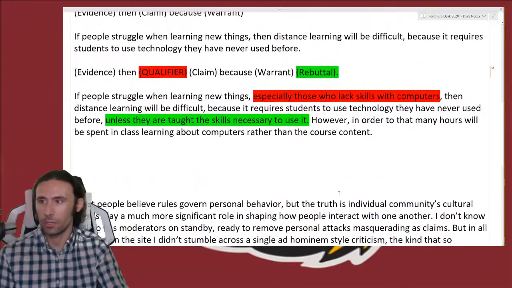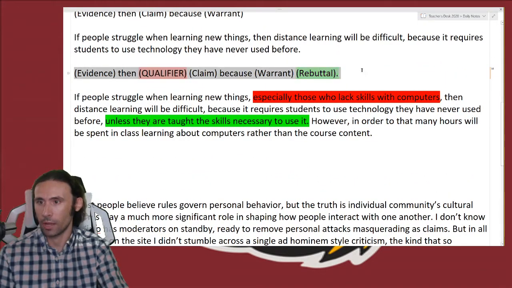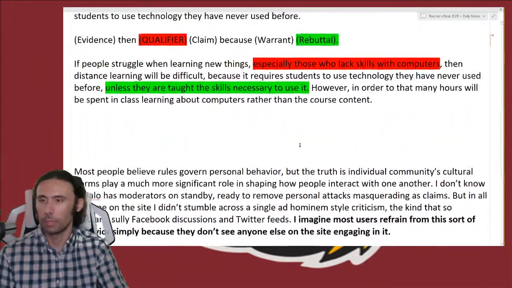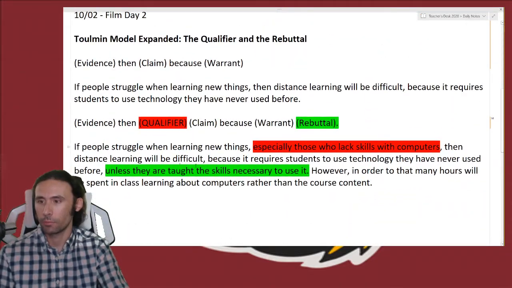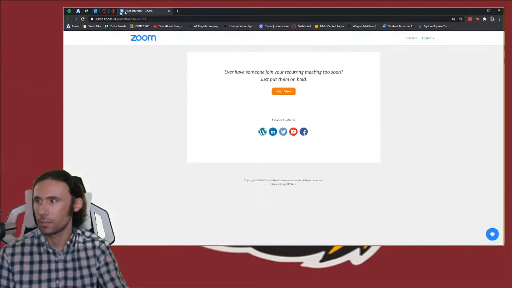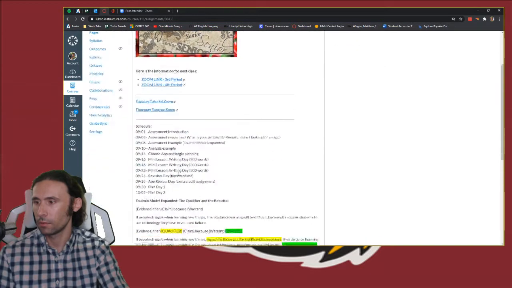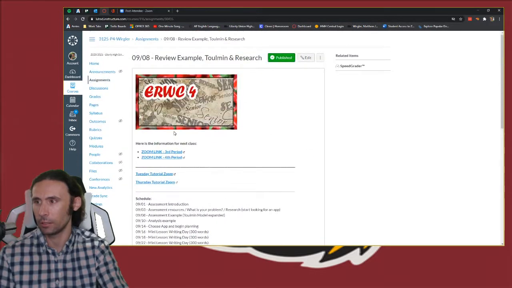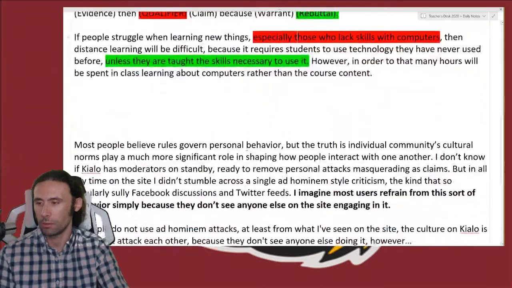If you want to do an example of that yourself, if you want to try adding a qualifier and rebuttal to a previous example you've written, awesome. But I'm just going to leave this here in this assignment. Is this on the Canvas? Yeah, it is. So it's on Canvas. So if you want to look back at this example again, that should be good for you if you want to use this in your own writing.